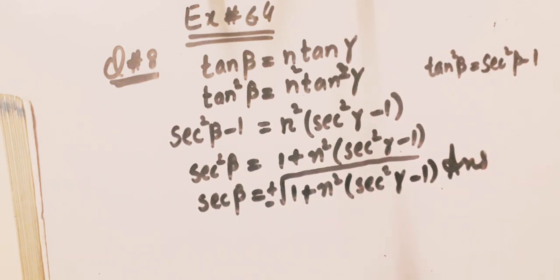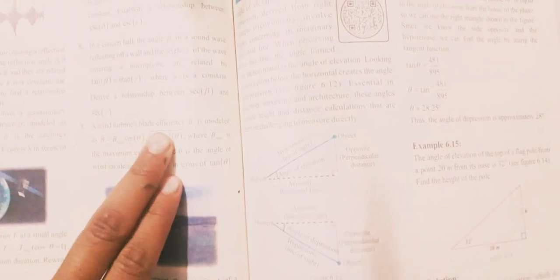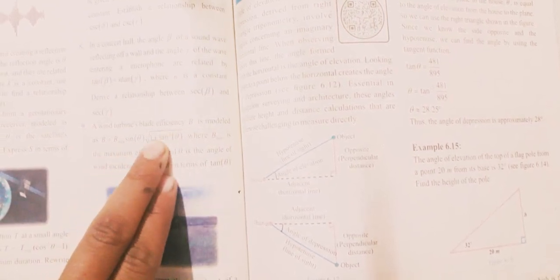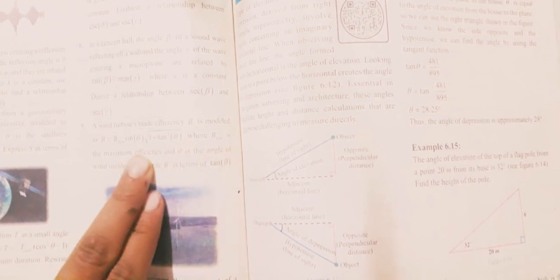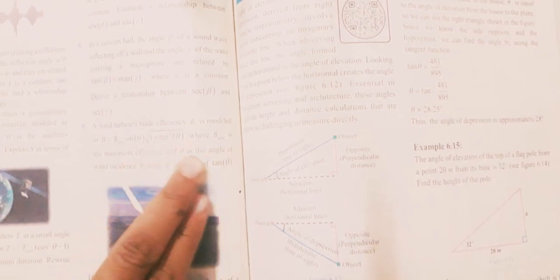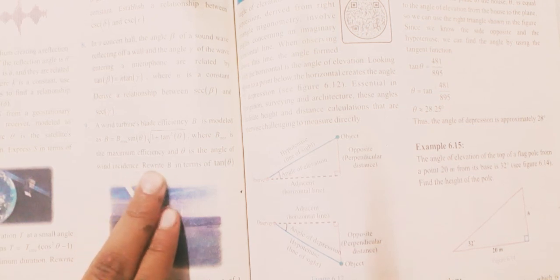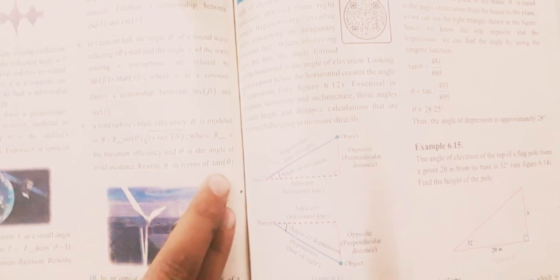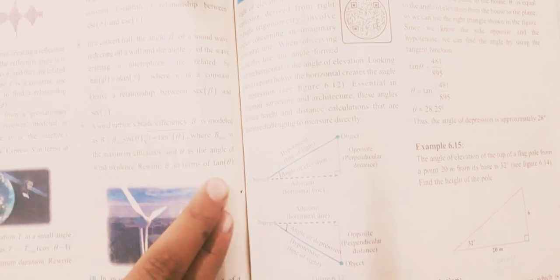Now we will solve question number 9. In question number 9, a wind turbine blade efficiency B is modeled as B is equal to B maximum sin theta square root of 1 plus tan square theta, where B maximum is the maximum efficiency and theta is the angle of wind. Rewrite B in terms of tan theta. You will have to convert this equation in tan theta.